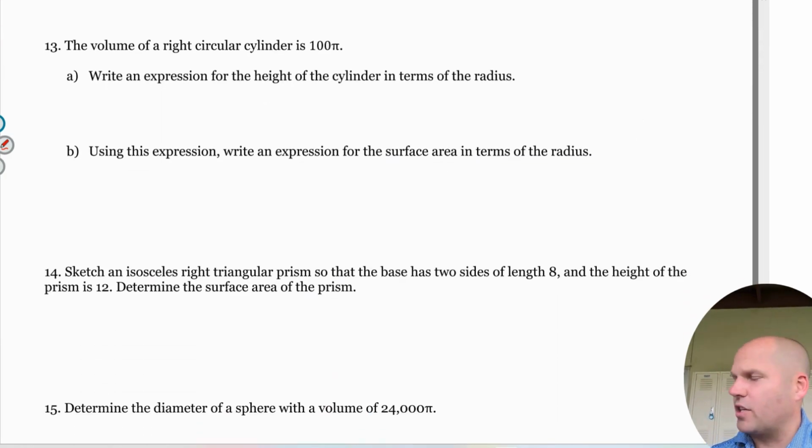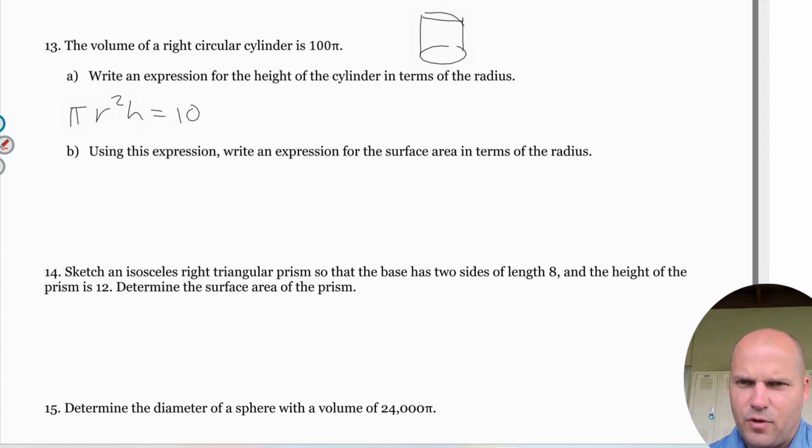I'm going to change this question. I'm going to do this question normally, but then I'm going to change the question. I know that a right circular cylinder is just a regular cylinder. And I know that the volume is pi r squared h, and my volume has to equal 100 pi.